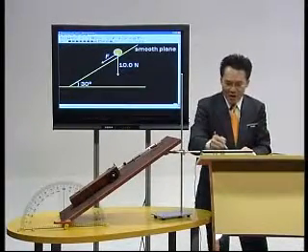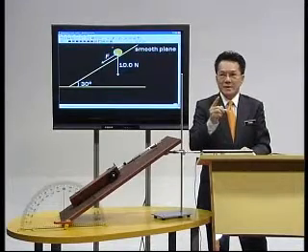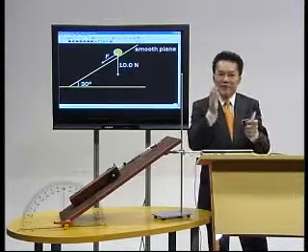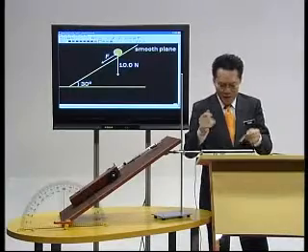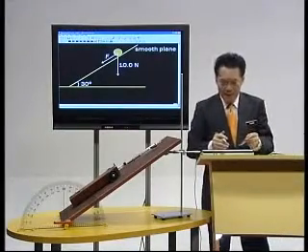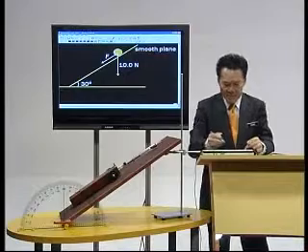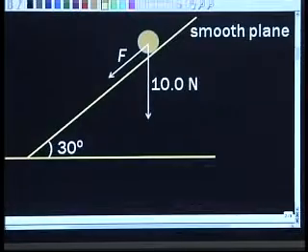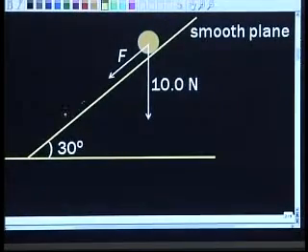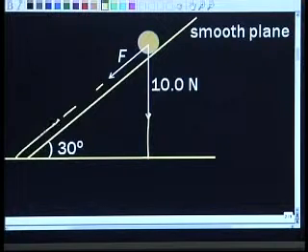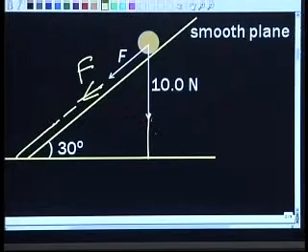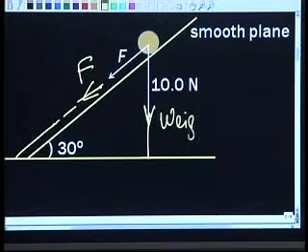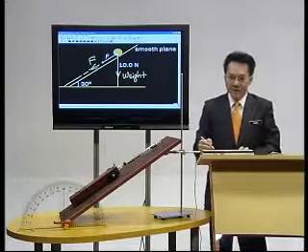We have to construct a triangle so that we can calculate the value of F. What I'm saying is this. Many a student makes this mistake. Alright, I'll show you the mistake that is being made. Many a student will just conveniently complete a triangle and say, alright, this is F, and this is the weight. Do you know what I mean?